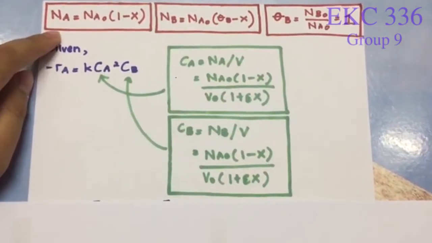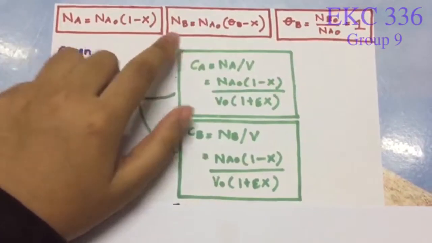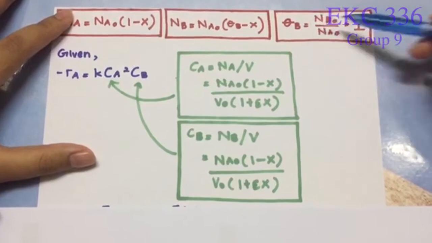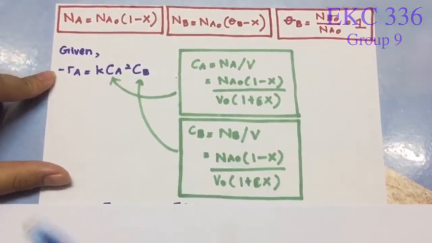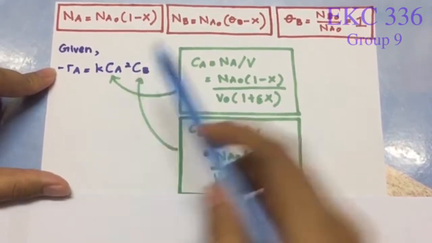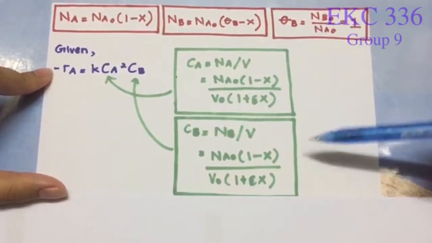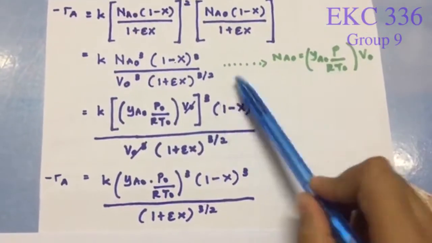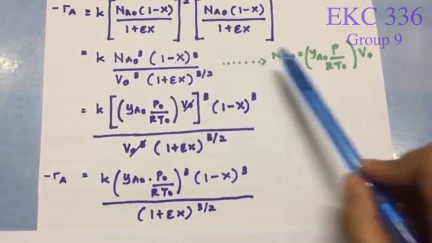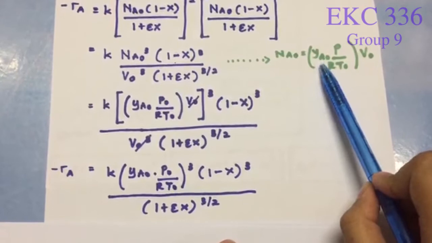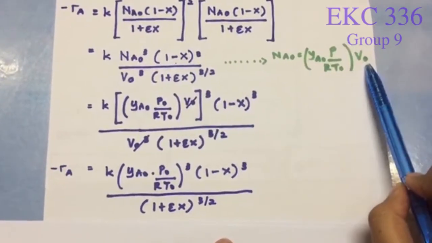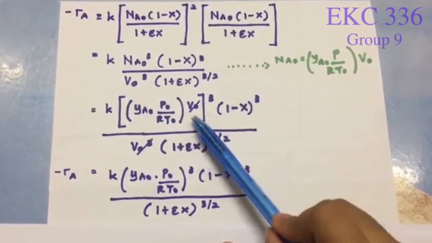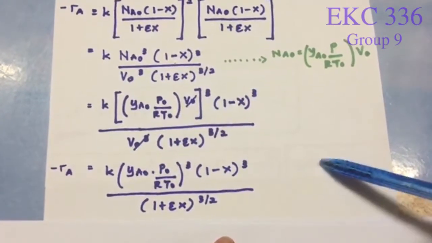Now we know that N_A equals N_A0 times (1 minus x), and N_B equals N_A0 times (theta_B minus x). Since this reaction is equimolar, theta_B equals 1. Given in the question, negative r_A equals k C_A squared C_B, and we know that C_A equals this equation and C_B equals this. After we substitute, we get this equation, and after we expand, we get this equation. We know that N_A0 equals y_A0 P V0 over R T0, and we substitute this into the equation, cancel the V0, and this is our final equation.